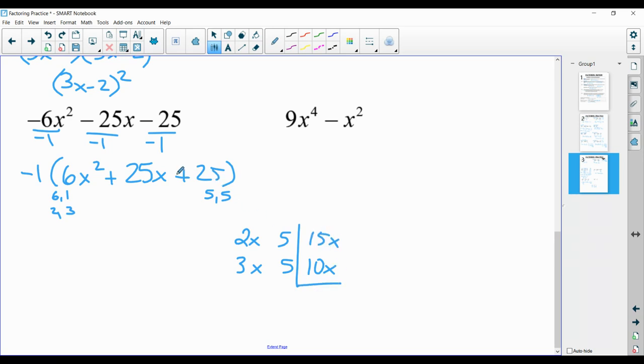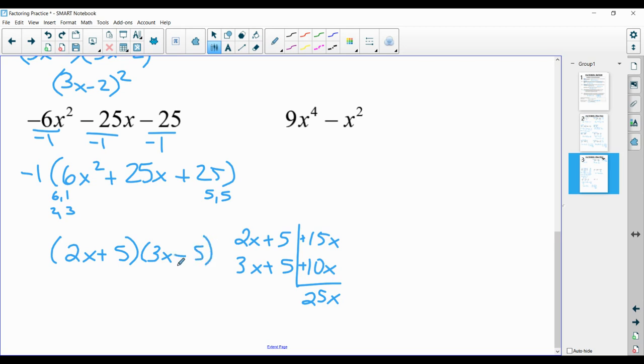I need a positive product and a positive sum. That means they have to be the same signs and they have to be positive. So if I check, 15 plus 10 is 25x. So sometimes it will happen where you come across combinations that work initially, but once you look at the signs, they don't work. So here I've got 2x plus 5 and 3x plus 5.